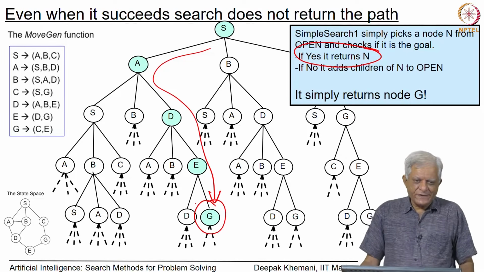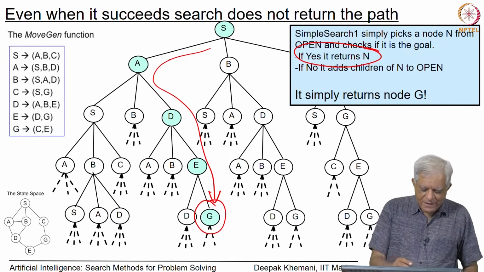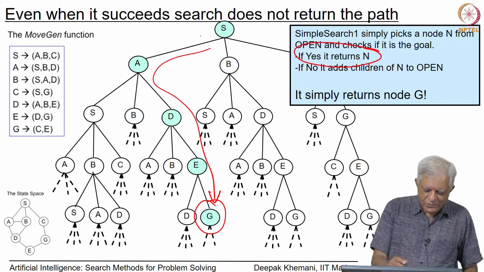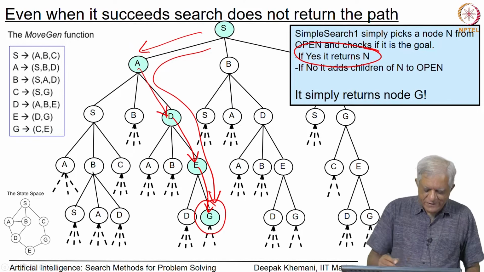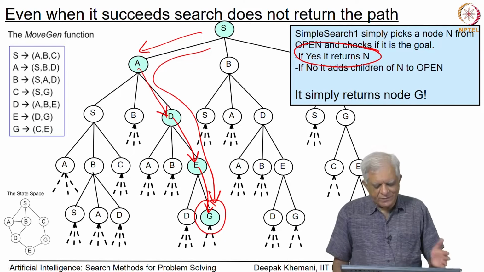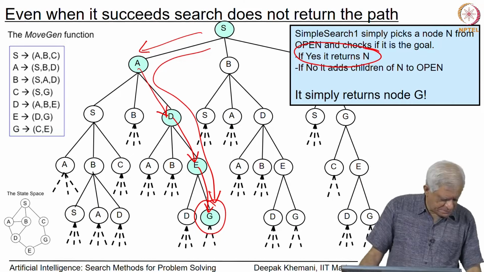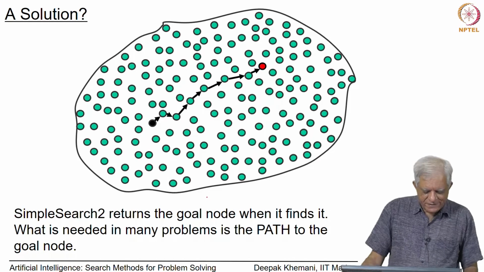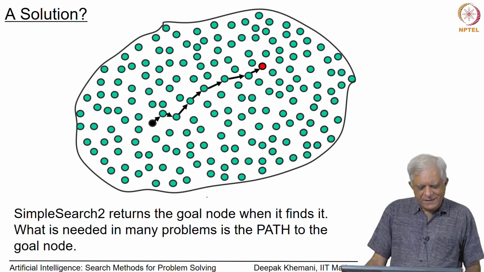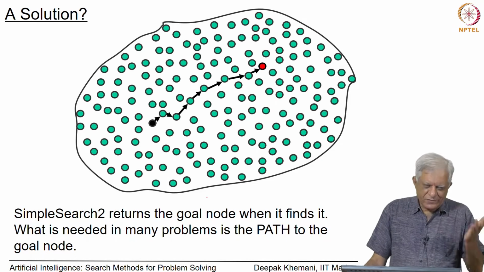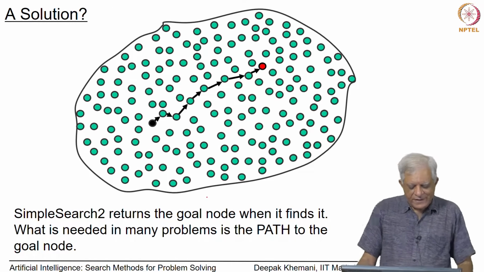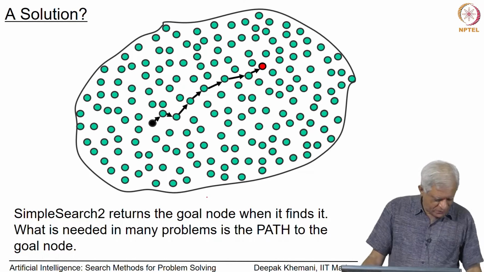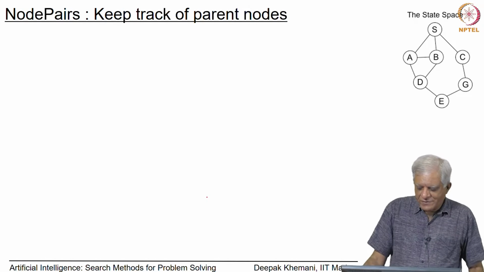What we are really interested in is finding a path. We want to know that from S you should go to A, from A you should go to D, from D you should go to E, and from E you go to G. So, that is a path we are interested in. That is the next improvement that we will make, which is to return a path. Abstractly speaking, we do not just want to know that we have found the goal node, we want to know what the path to the goal node is, and that is what we expect our algorithm to return. So, how do we get this path?